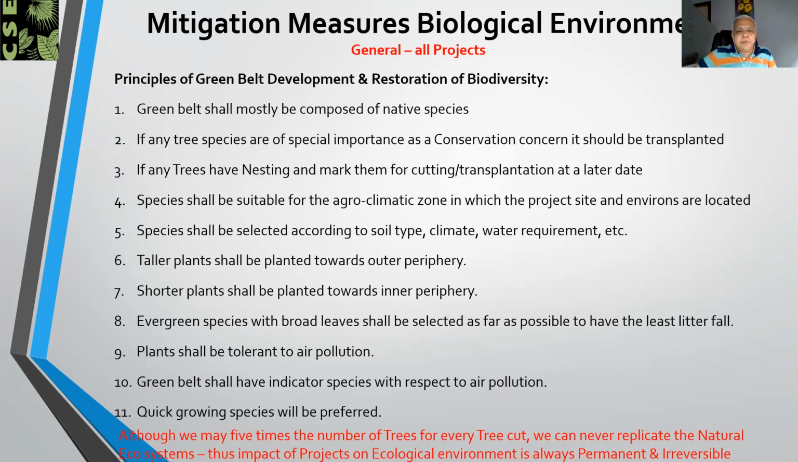Then the plant should be tolerant to air pollution. Sometimes the species are selected in order to be indicator species for the air pollution which is generated. Then quick growing species will be preferred.